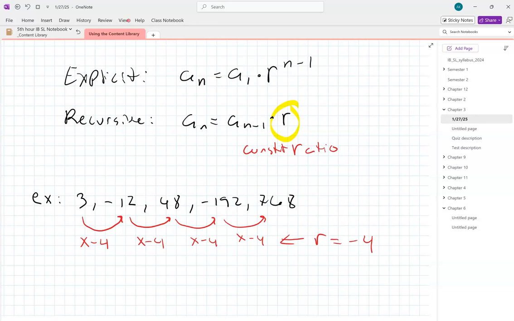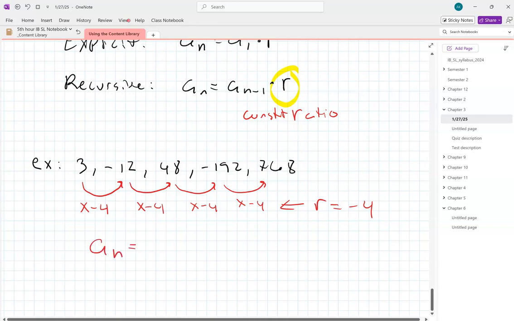Remember, arithmetic is adding and subtracting. Geometric is multiplying or dividing. You don't want to think about division. You don't want to think about multiply by a reciprocal. Even if each time we're dividing by 2, think about it as times 1/2. Okay? So just always think multiplication.